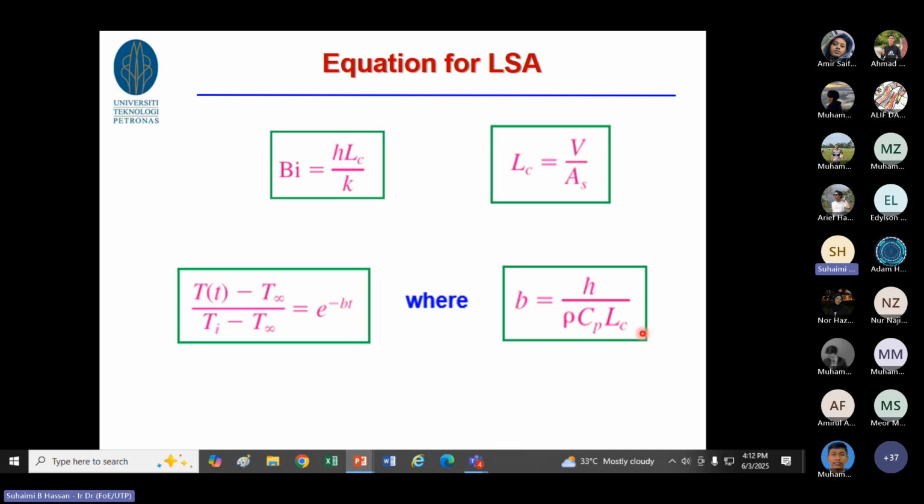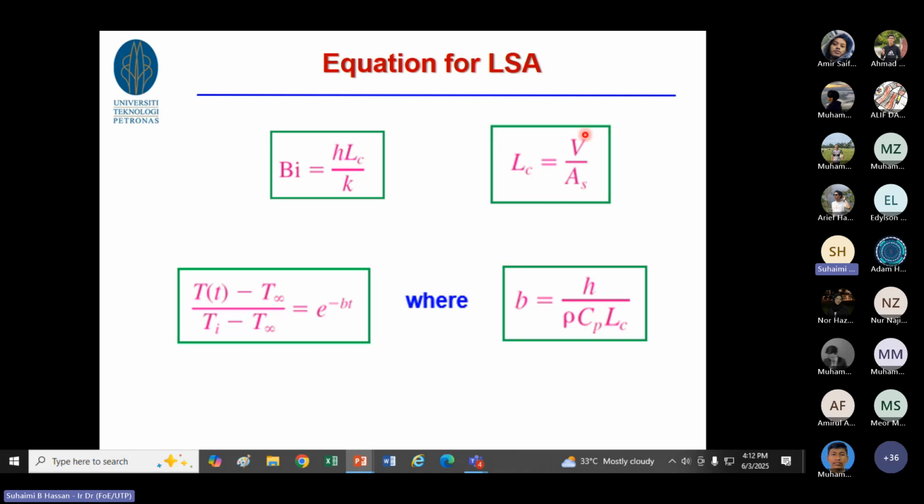All right, the equation for lumped system analysis. Please take note of this slide, because we want to understand the equation for lumped system analysis. We have the Biot number, h LC over k. LC depends on the object, whether it is rectangular, cylinder, or sphere. LC is basically volume over S. So we no longer use this, we go straight to the point: LC for rectangular is d over 2, LC for cylinder is d over 4, LC for sphere is d over 6.